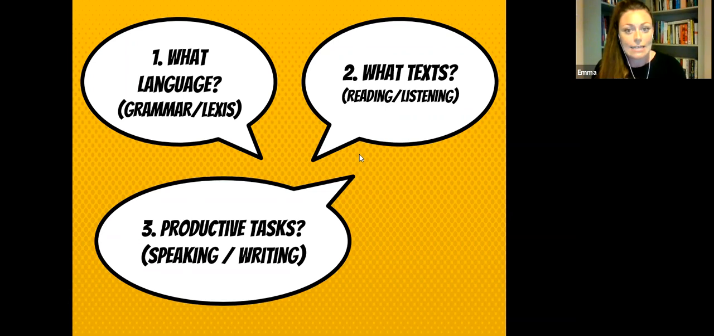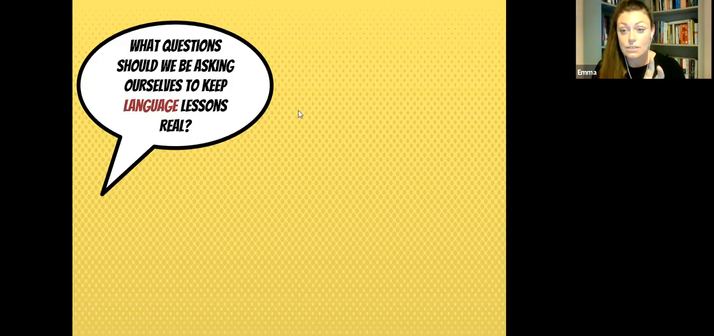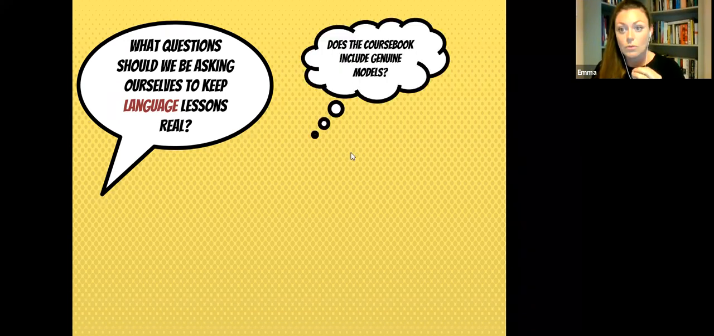Okay, let's look at the language one first. When you're preparing a DIP or Delta assessed lesson, but also I would say in our teaching in general, because of course they should be aligned with each other, these are some questions that we need to think about. If we want to use a course book, does the course book that we're choosing to use for our assessment use genuine models, and is it the kind of material, not just that we have to use, but that we want to use?